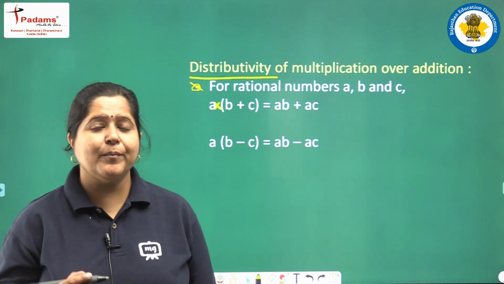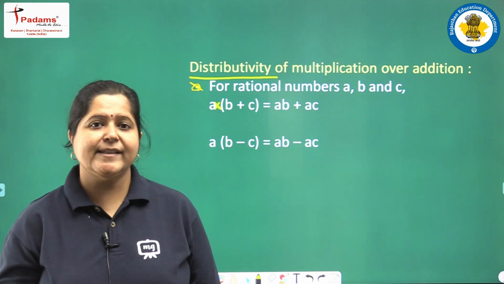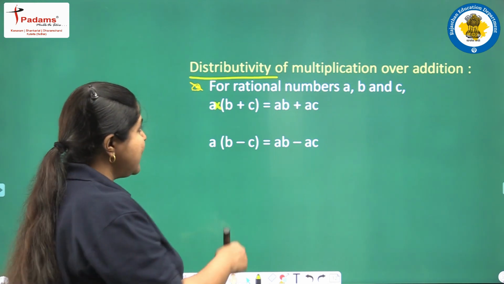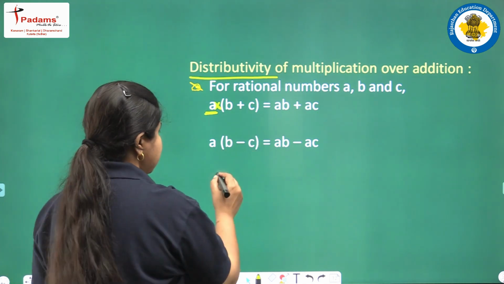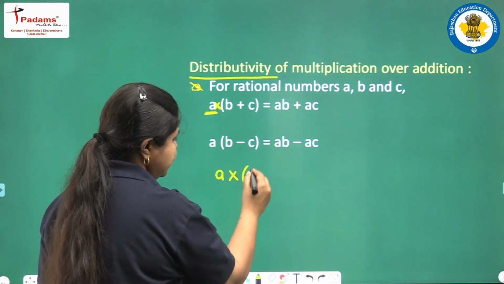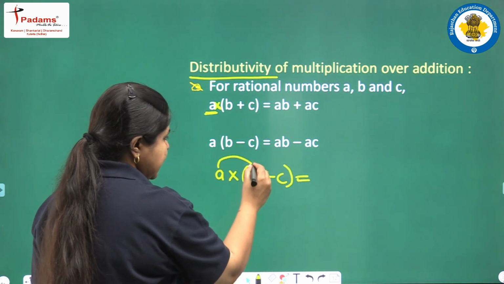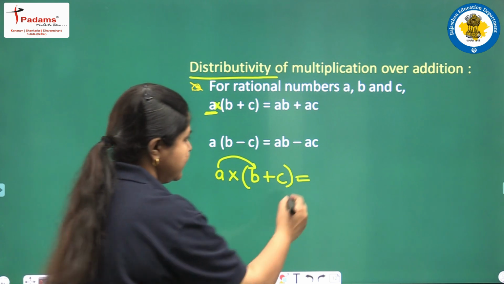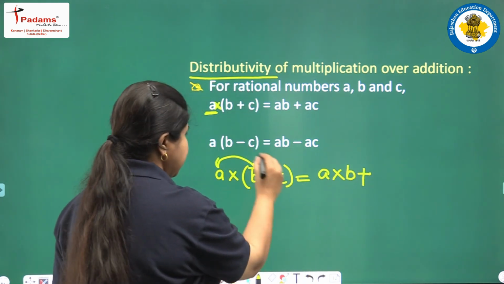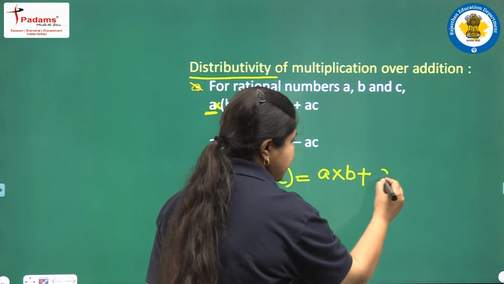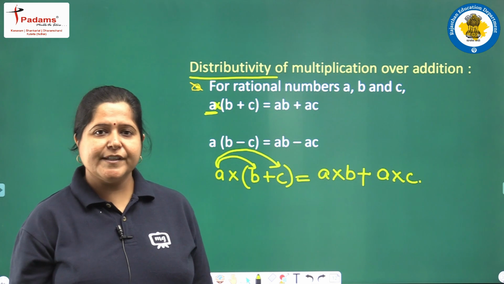Just when there is your birthday in the school, you all distribute sweets to your class fellows and teachers. Similarly, we are distributing this a to both b and c. A into b plus c. This is giving rise to, we are distributing a to b. This gives a into b, and we are distributing a to c. This gives us a into c. So this is the law of distributivity.